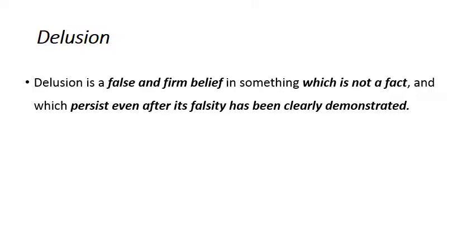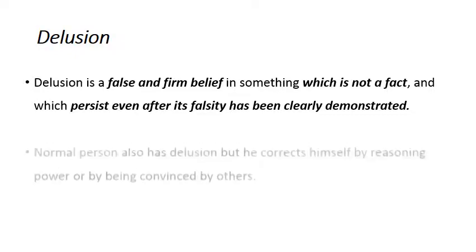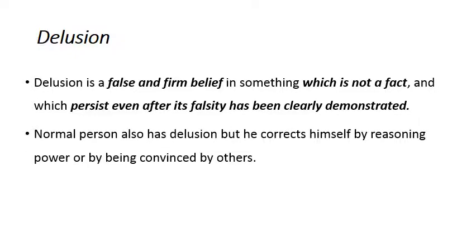It is a disorder of belief, right? So delusion is a false and firm belief in something which is not a fact, and it persists even after its falsity has been clearly demonstrated. Normal persons also suffer from delusion, but that normal person corrects himself by means of reasoning power. He has got his own reasoning power to correct such delusional belief, or he may get it corrected upon being convinced by some other people.